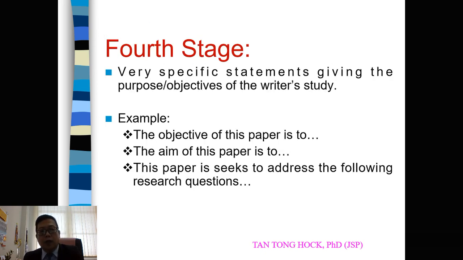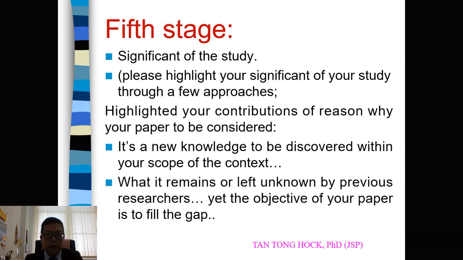In the fourth stage, you have to be very specific in the statement given of the purpose or objective of the writer's study. In this stage, you must give the reader a very specific idea of the objective of this paper and what your aim is, for example, this paper seeks to address the following research question. Normally in the article, you put out the objective, either your aims, or maybe you straight away give the research question.